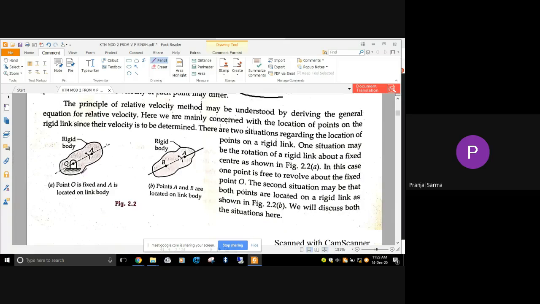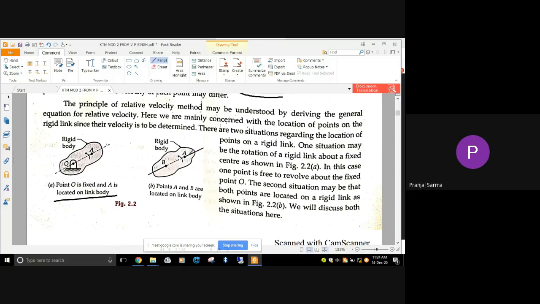So in this particular case, you can see a figure where a point O is a fixed point, and this definitely is a rigid body. This body is the rigid body we're talking about, and there is a point A located on the rigid body, and it is rotating about this particular point O.